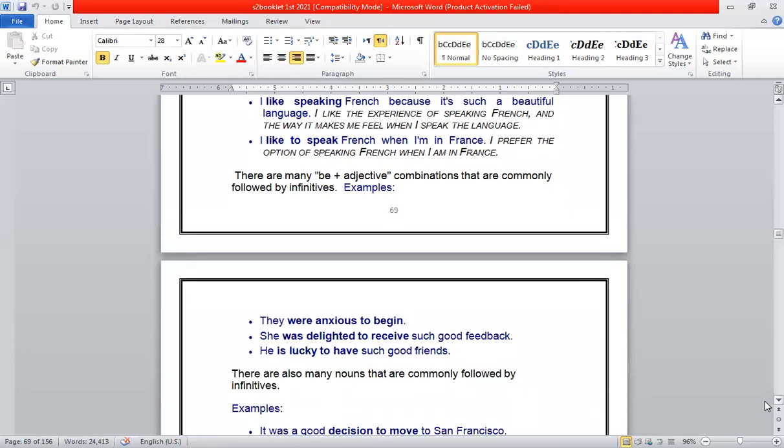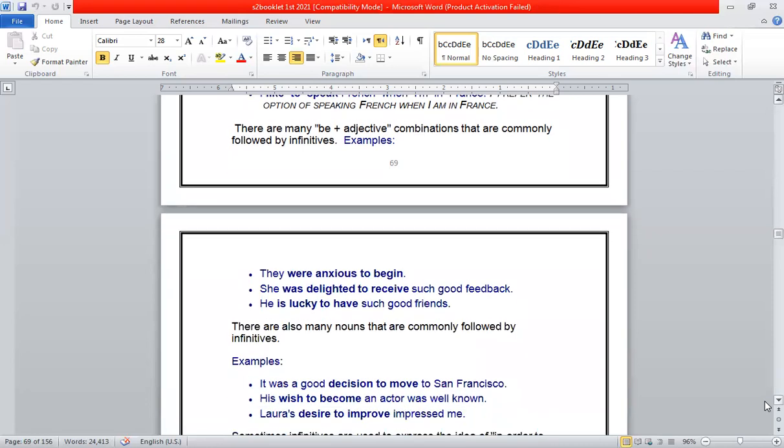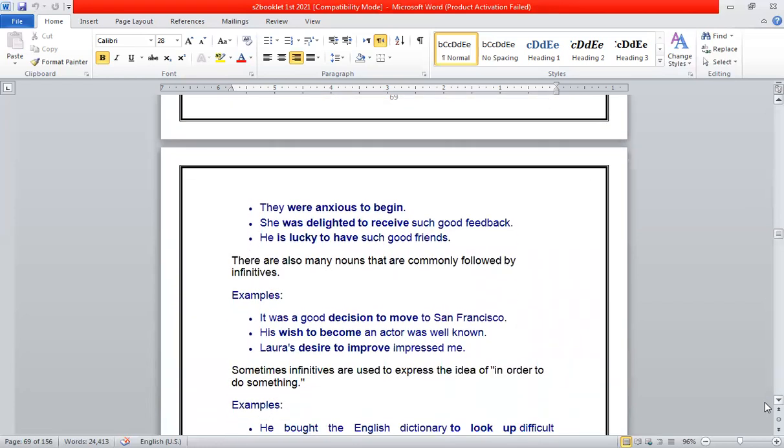There are many adjective combinations that are commonly followed by infinitives. Let's see what. They were anxious to begin. Anxious to is followed by an infinitive. She was delighted to receive such good feedback. Delighted to and infinitive. Anxious to plus infinitive. Lucky to plus infinitive. He is lucky to have such good friends.